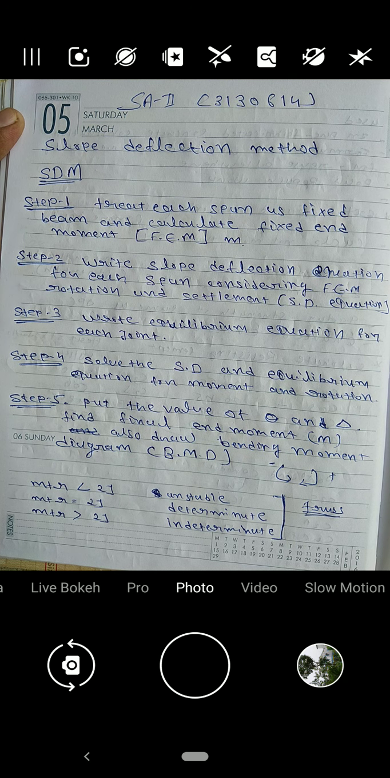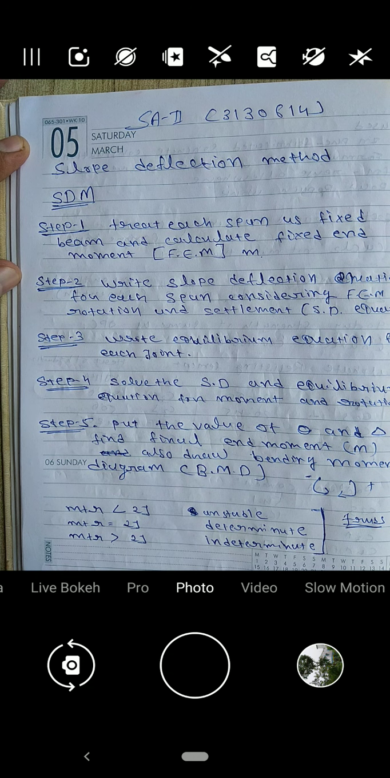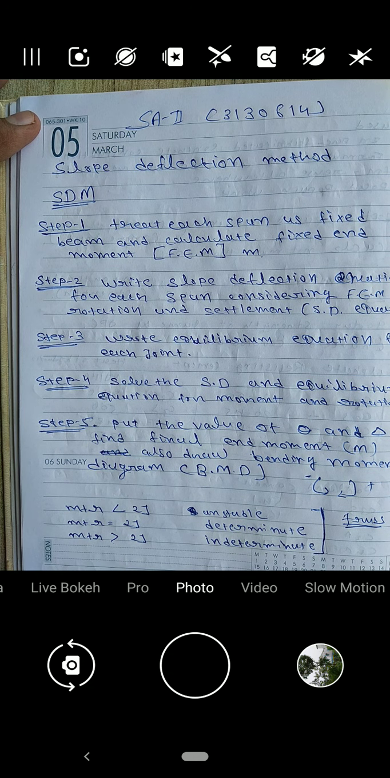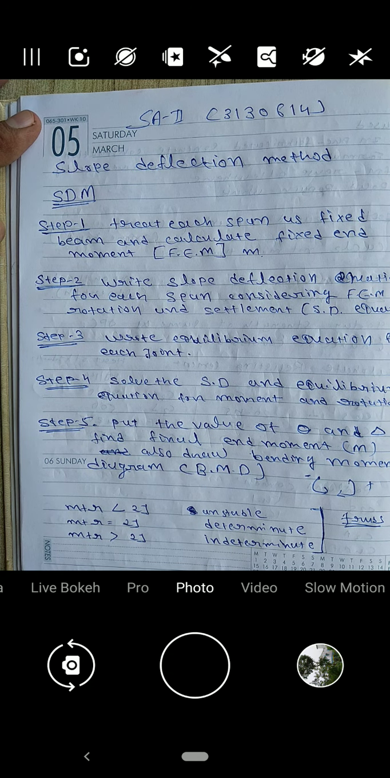Today we discuss the slope deflection method. In the slope deflection method, there are 5 steps involved to solve this example. I write them down in this note. The first step is to treat each span as a fixed beam and calculate the fixed end moment.